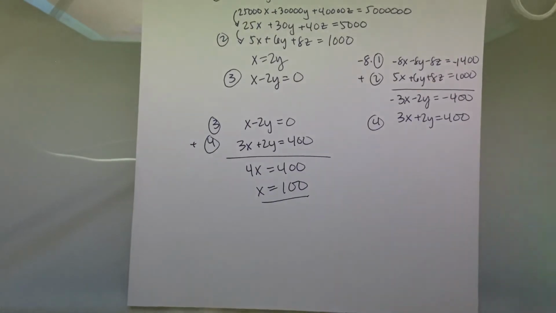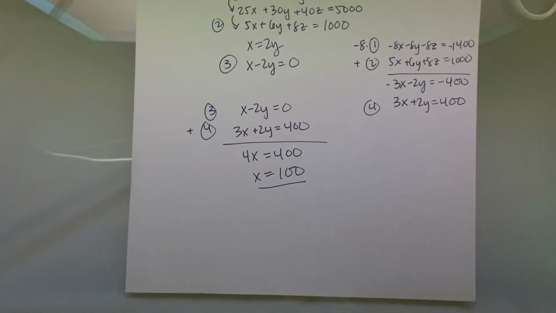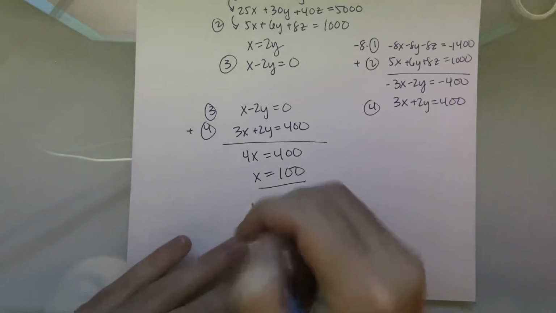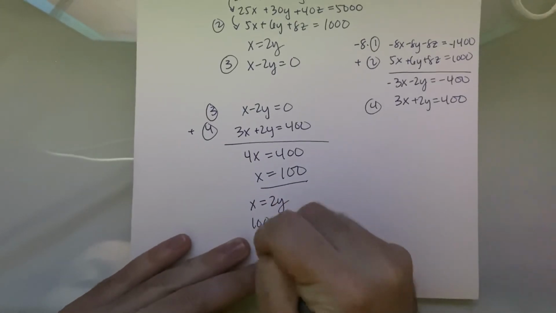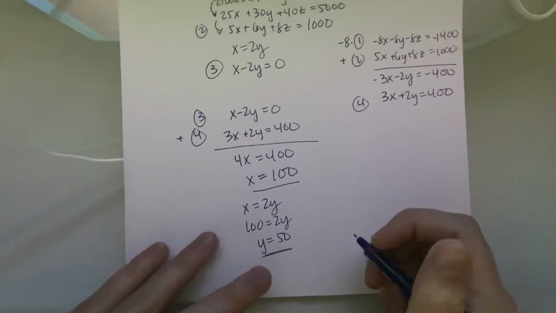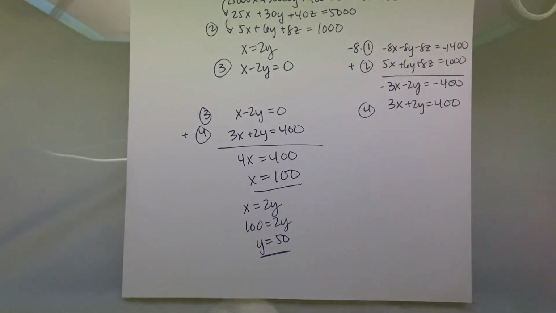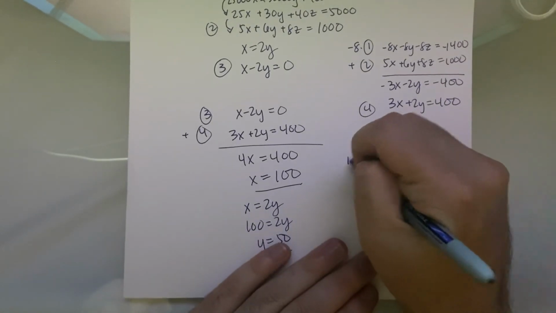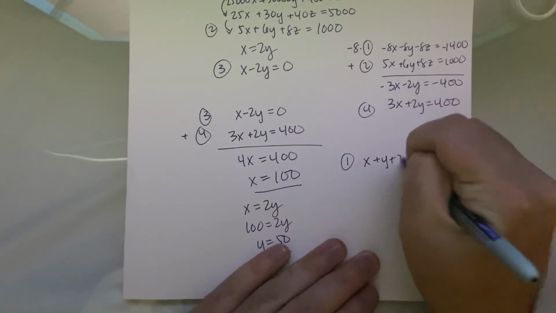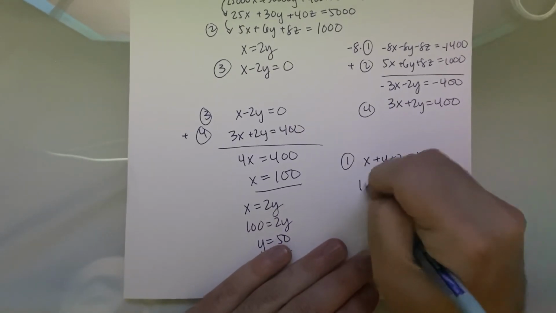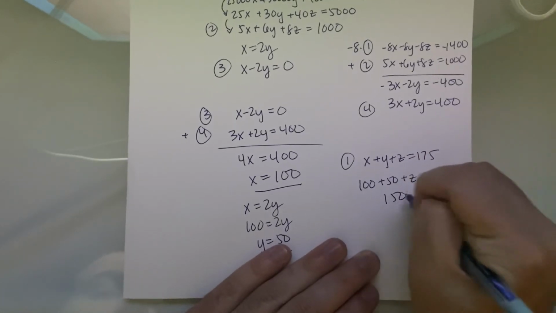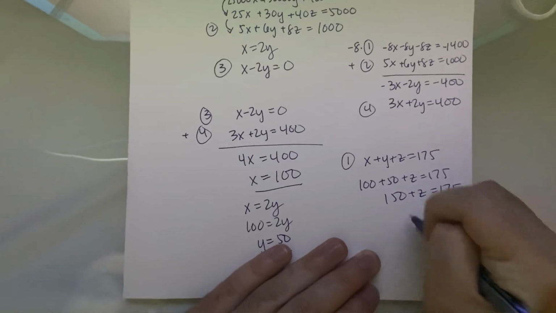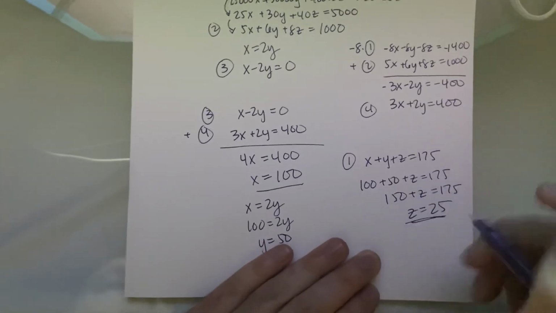Okay, so we'll talk about what that means in words, because of course word problems should have word solutions, but I can plug this back in. I know x equals 2y, so that means 100 equals 2y, which means y is 50. So 100 x, 50 y. I know lastly in equation 1, x plus y plus z is 175. 100 plus 50 plus z is 175. So 150 plus z is 175, so z is 25.